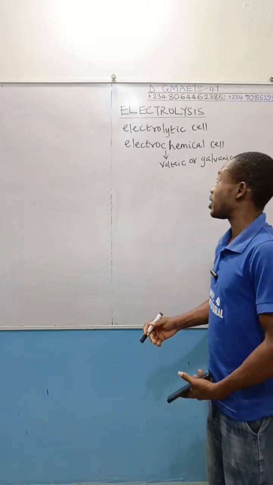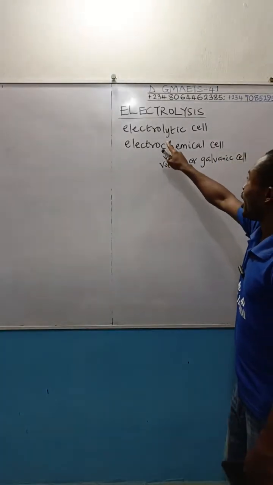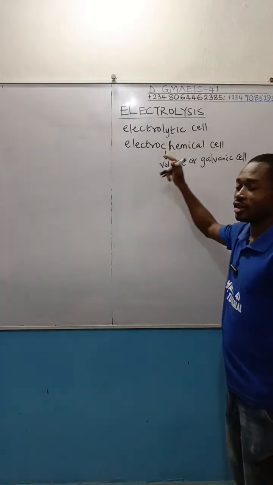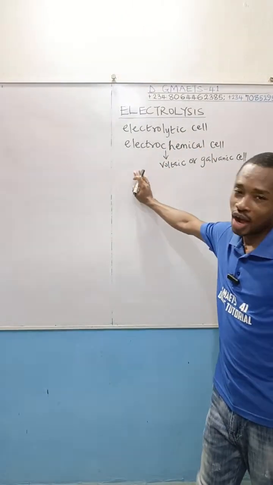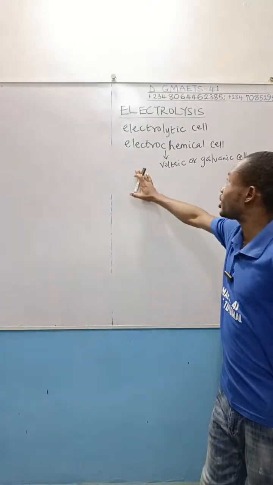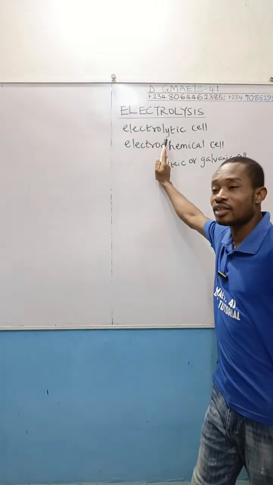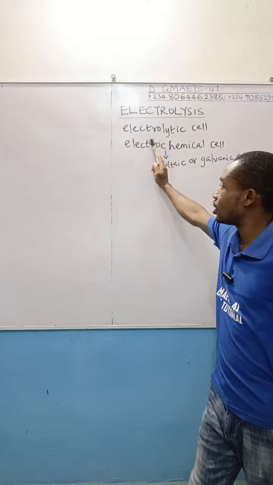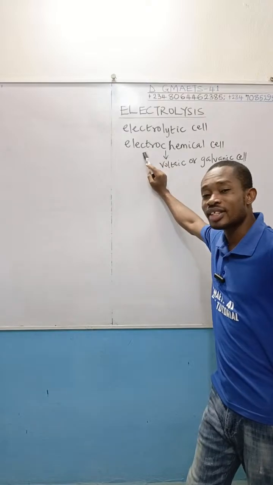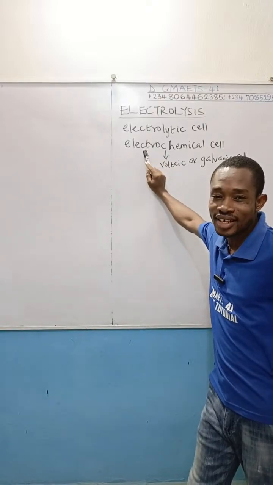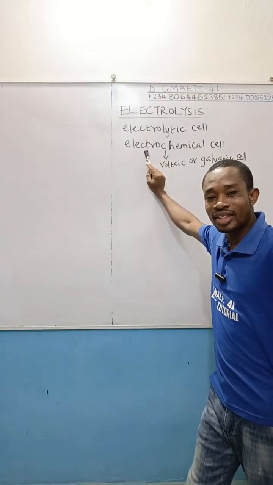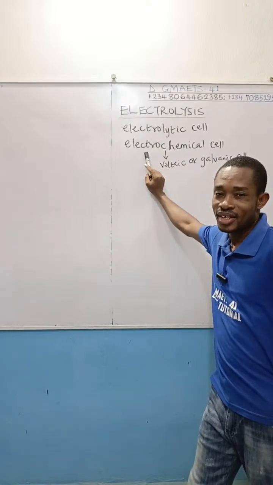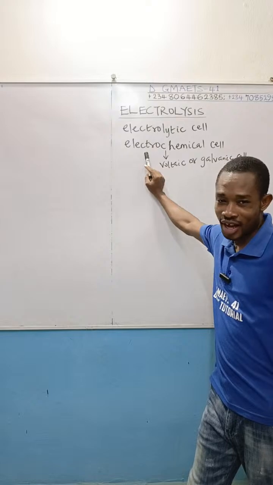This is from Nigeria. Now, in electrolytic cell and electrochemical cell, you have anode, you have cathode. The only thing is that in electrolytic cell, the anode is positive and the cathode is negative. But in electrochemical cell, the anode is negative and the cathode is positive. So you want to take note of that.